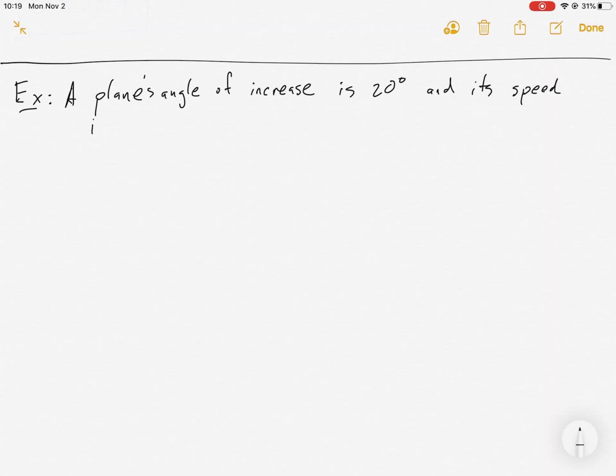So the next one I want to do, I want to add in another element of physics to this. So I want to talk a little bit more about speeds. So let's just say that we have an airplane and a plane's angle of elevation is about 20 degrees, we'll say, and its speed is 250 feet per second. And I want to know how long until it reaches its cruising altitude.